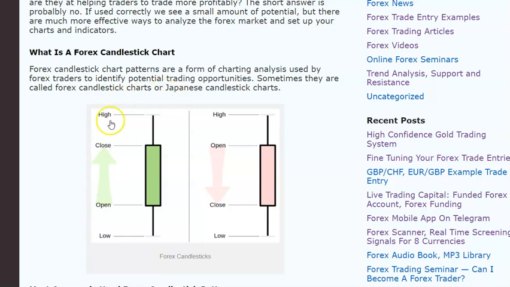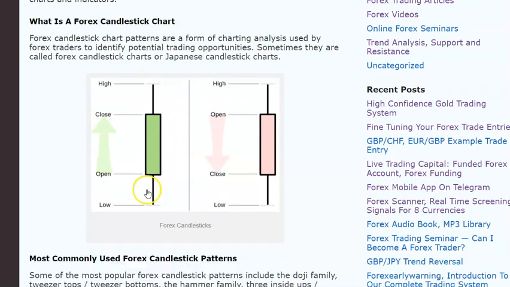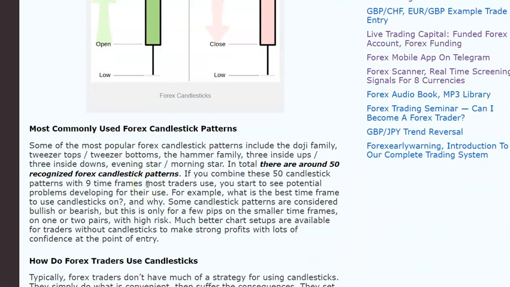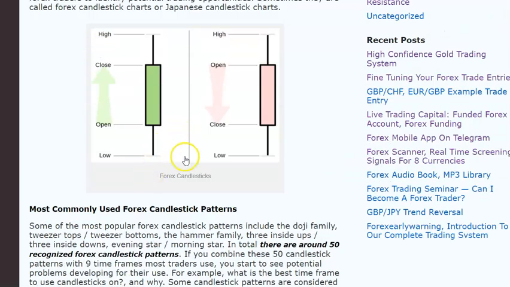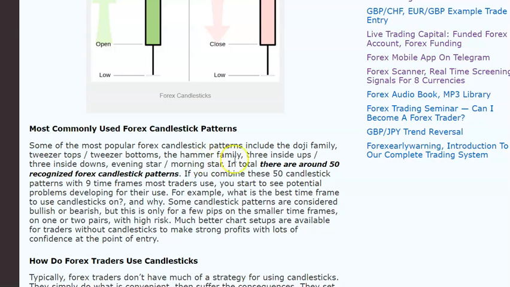This section describes what a Japanese candlestick chart is, open, high, low, close in the body, and explains general information about candlestick charts. There are about 50 different candlestick chart formations. Here are some of them. And I mean, 50 is way too many. It gets to be random at some point, trying to figure out what works.